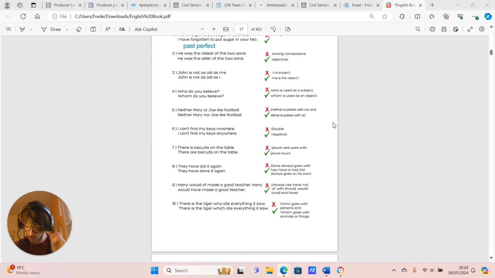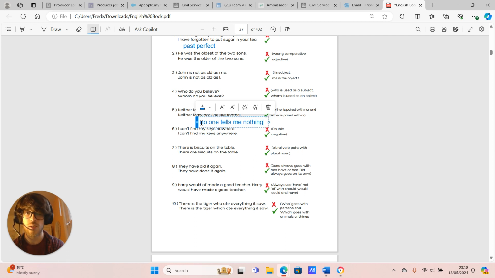Now, double negatives. Double negatives do not work. If I come up with my own example here: no one tells me nothing. I'll write this one down for you so you can see it. Think about what that sentence is actually saying. No one tells me nothing. So that means some people must tell me, what, something, everything? You see how it means completely the opposite of what we're trying to say, which is, no one tells me anything.